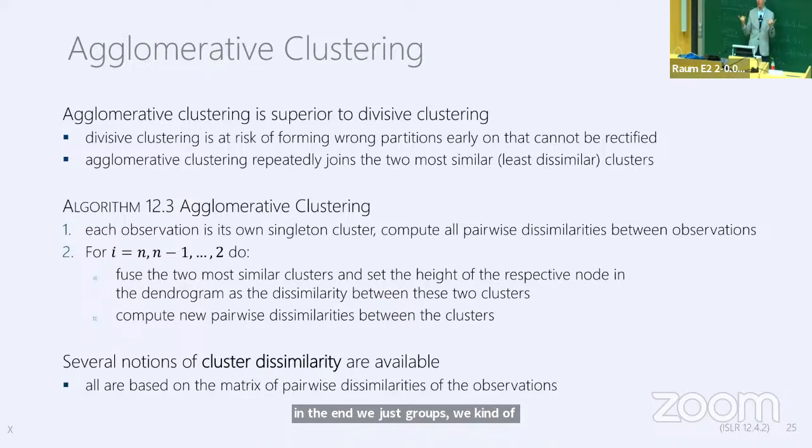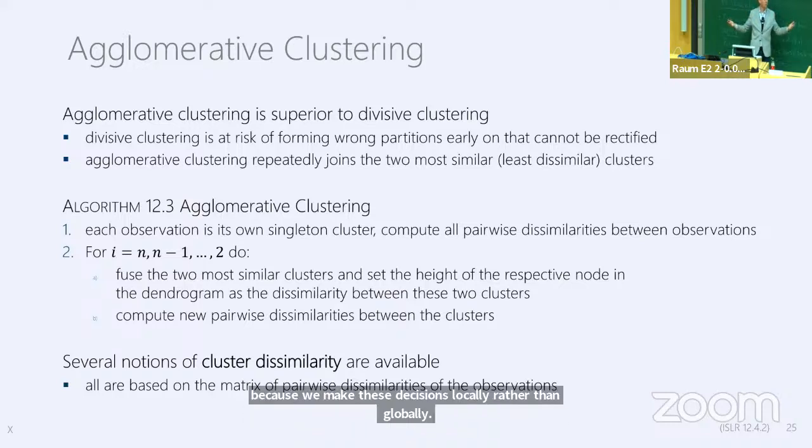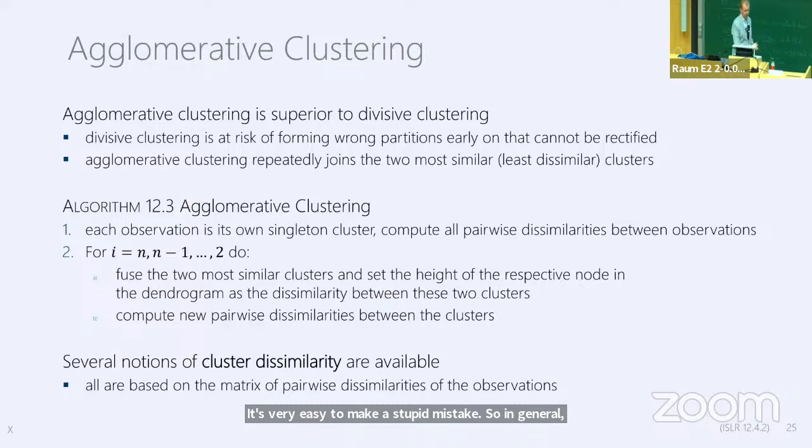Whereas in divisive clustering, if we choose a split of the data into 2 halves, there's no way of recombining parts of those splits again, right? So we paint ourselves very quickly into a corner. And because we make this decision locally rather than globally, it is very easy to make a stupid mistake. So in general, we don't like divisive and we do like agglomerative clustering.